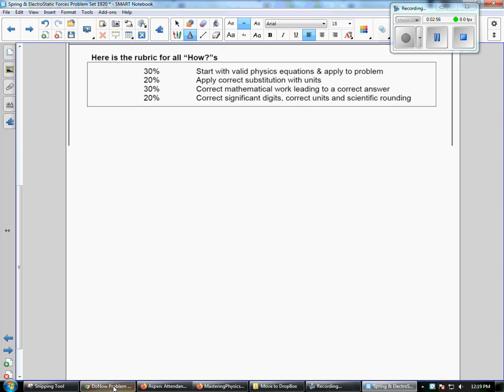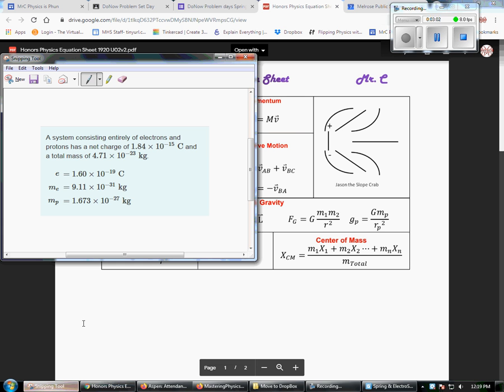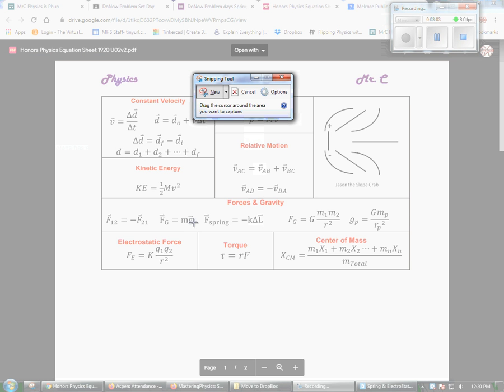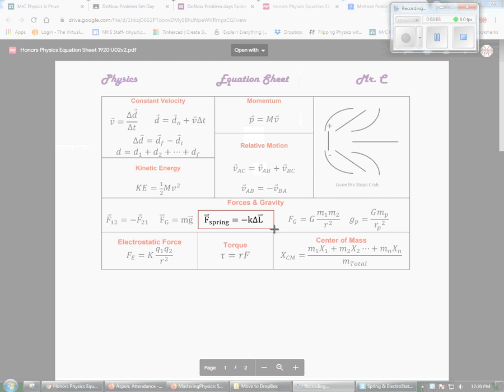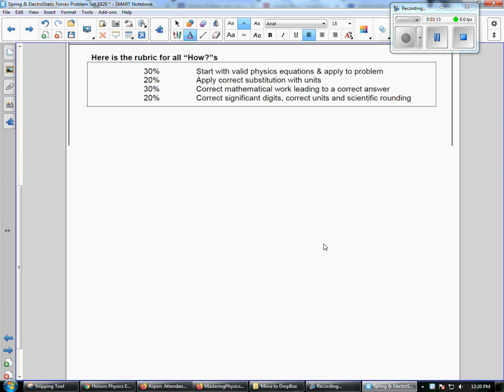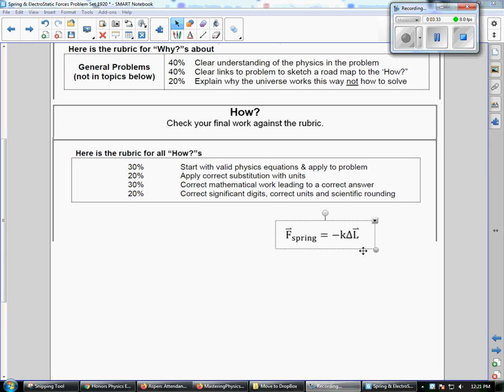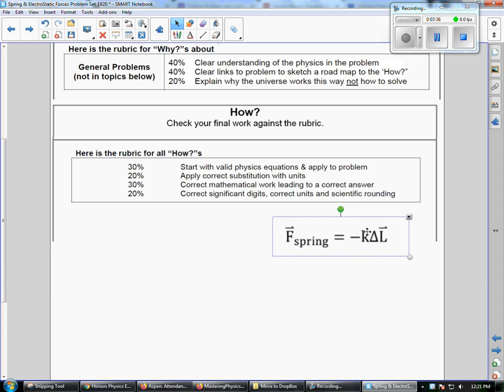And I want to start with some of those valid equations. So I should grab my equation sheet. And I should grab my Hooke's law. I've been doing Coulomb's law all morning. Grab my Hooke's law here. And why it's not pasting, I don't know. Come on. Oh, don't start doing that stuff. Alright, so we grab Hooke's law here.